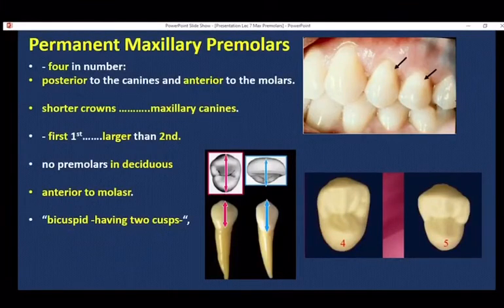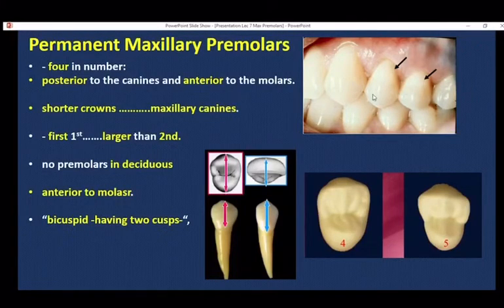Permanent maxillary premolars are 4 in number, and they are posterior to the canine and anterior to the molar. So we call them premolars. The first premolar is always larger than the second premolar, and the canine is longer than the first premolar.